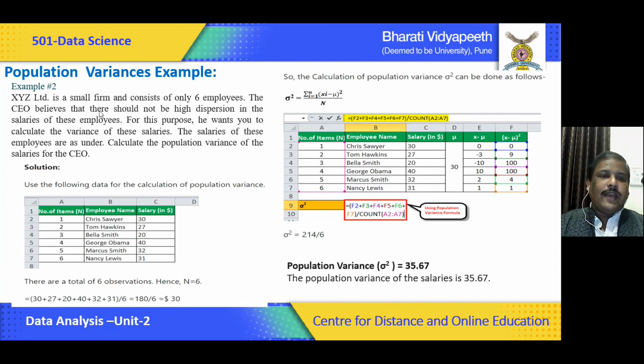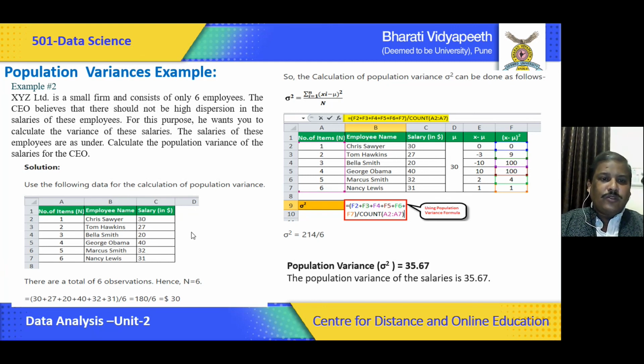The CEO believes that there should not be high depreciations in the salaries of these employees. This is one case, one situation problem. So the CEO, that is the founder, wants that there should not be high variation in the salaries of these employees. For this purpose, he wants you to calculate the variance of these salaries. Salaries of these employees are as under. Calculate the population variance of these salaries.